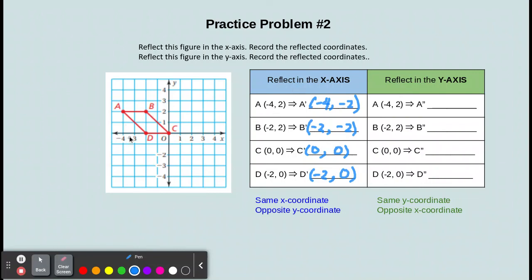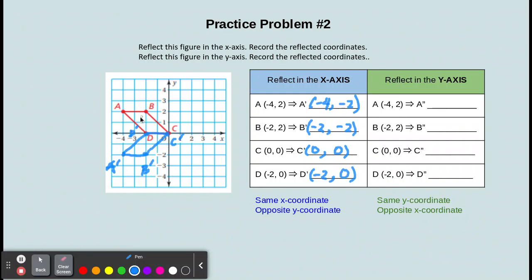Okay, so if we reflect this red figure in the x-axis, it will look like this. Remember, the x-axis is our line of reflection. So our new points: A is at -4, -2. Our B is at -2, -2. Our C is here, and our D is at -2, 0, so same spot. So our new figure, our image, looks like that.